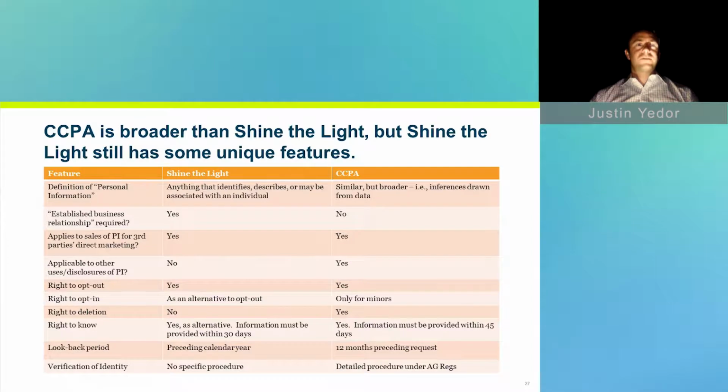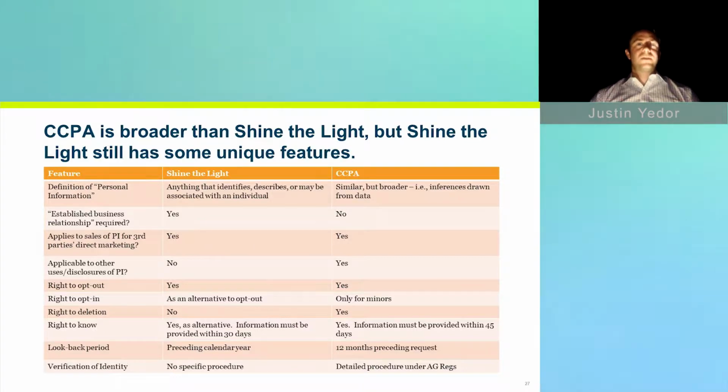Both apply to sales of personal information for third parties' direct marketing purposes. However, Shine the Light is not applicable to any other uses or disclosures of personal information. Both provide a right to opt out, and both include a right to opt in. However, for CCPA, that right to opt in is really only used for minors. Shine the Light does not include any right to deletion of information, unlike CCPA.